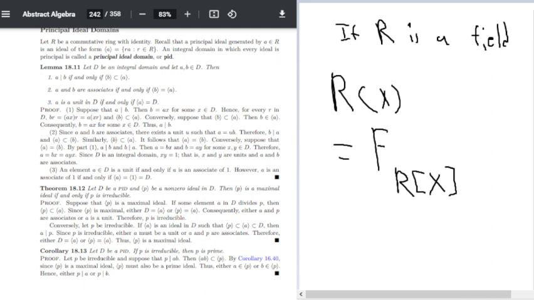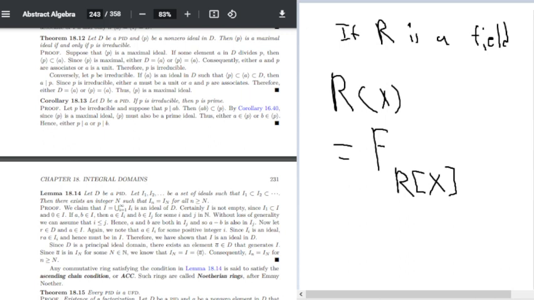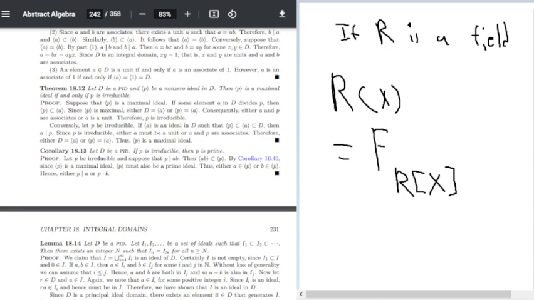So, let D be a PID. Oh, why is it scrolling like that? Let D be a PID, and let the ideal generated by p be a non-zero ideal in D. Then ⟨p⟩ is a maximal ideal if and only if p is irreducible.